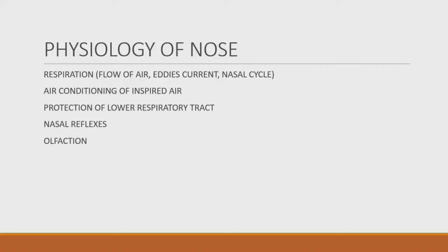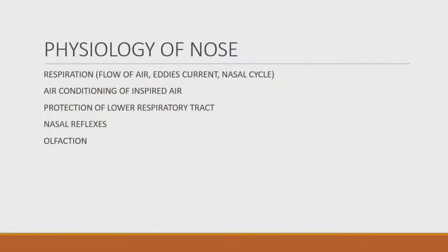Whenever we talk about respiration, the flow of air will be laminar, that is, the flow of air will be basically between the middle turbinate and the superior turbinate. Some of the airflow will go towards the roof of the nose, whereas some part will flow down along the inferior turbinate. But the majority of the flow of air will be through the middle part of the nasal cavity, in a laminar flow. But this is in inspiration.